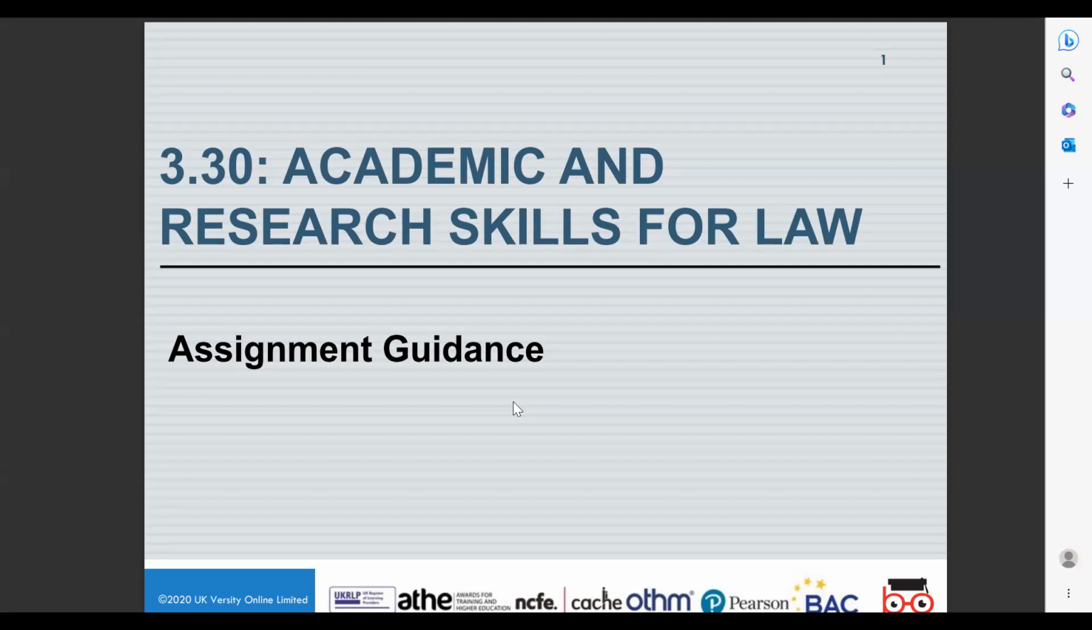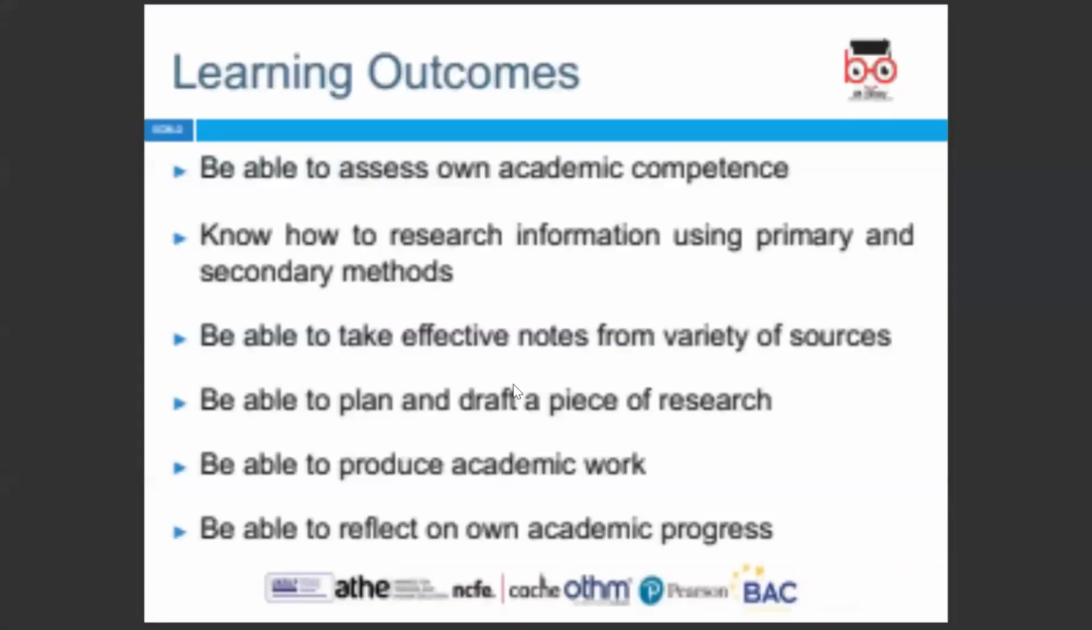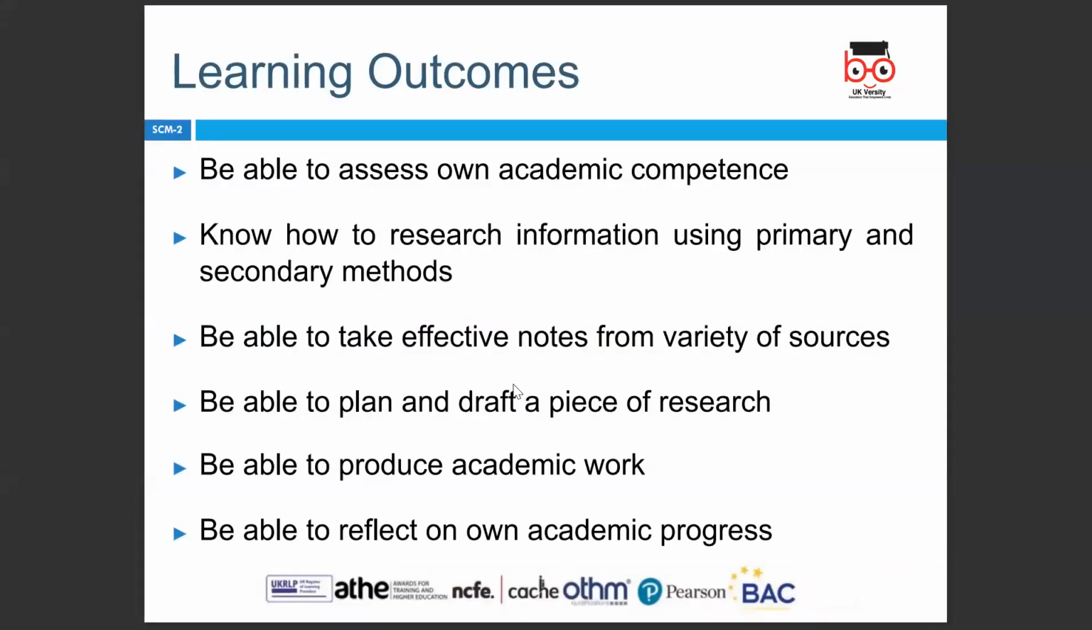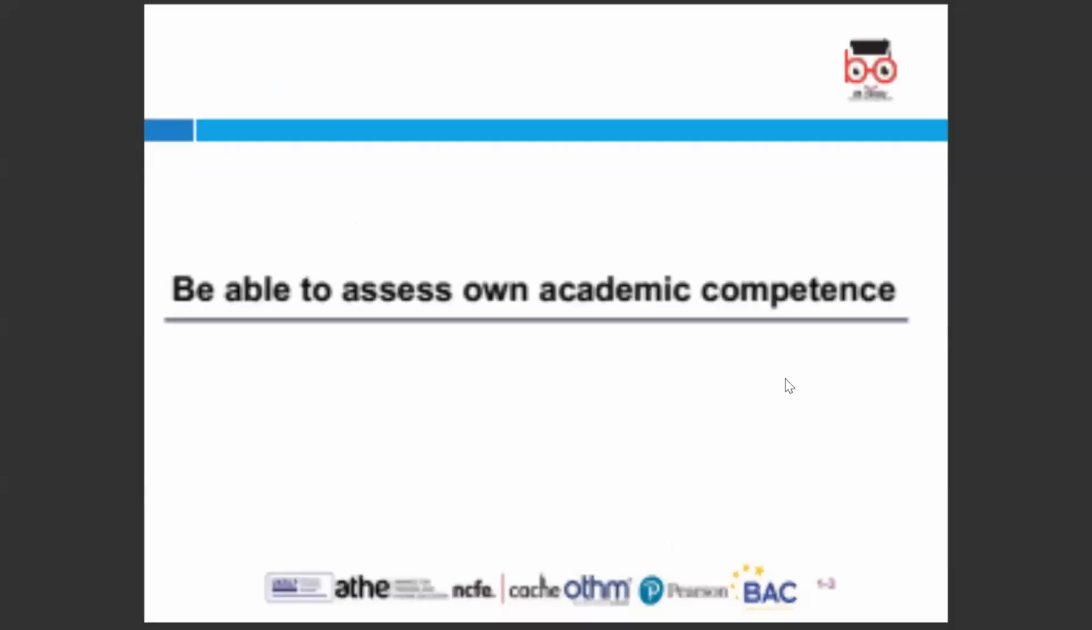Now we're going to go on to the assignment guidance. So learning outcomes: be able to assess our academic competence, know how to research information using primary and secondary methods, and be able to take effective notes from a variety of sources, be able to plan and draft a piece of research, and be able to produce academic work. We looked at being able to reflect on our academic progress as well.